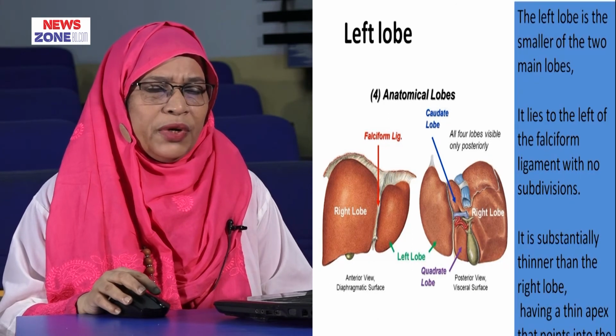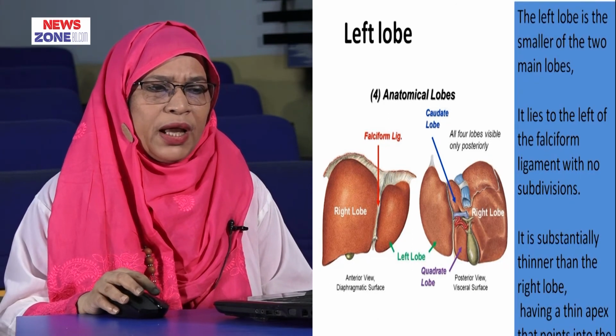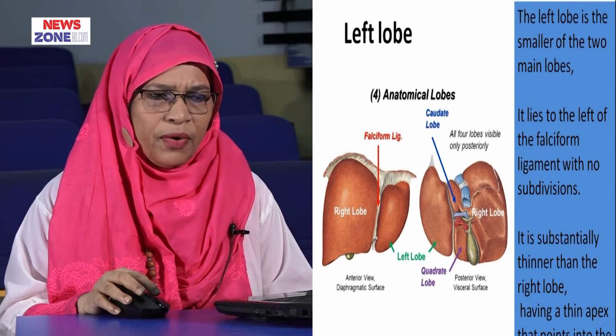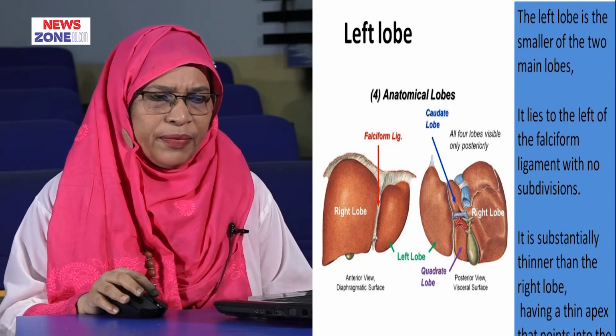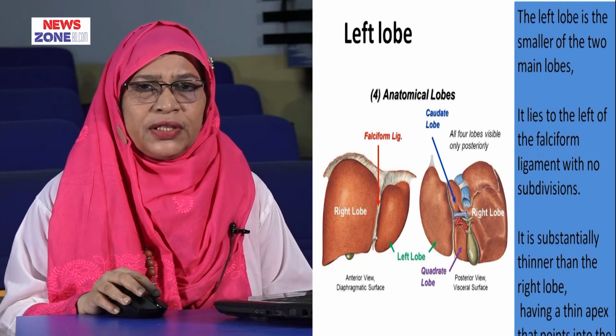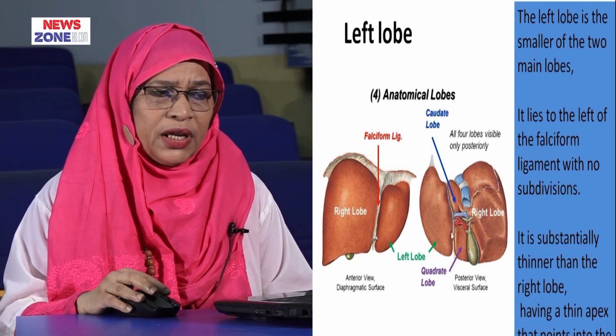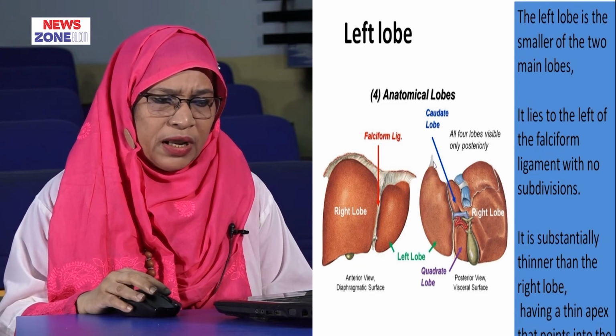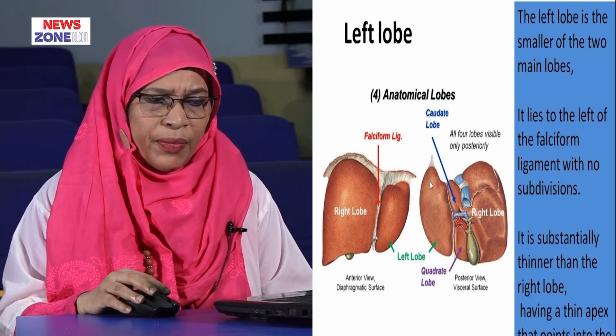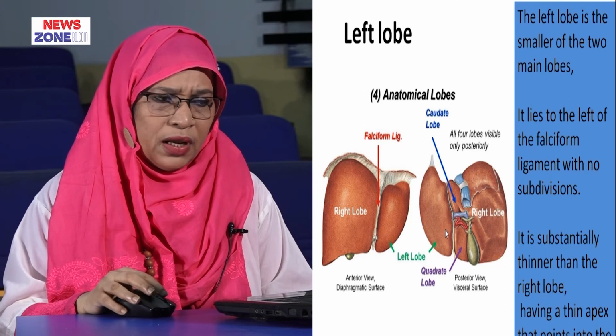Now the left lobe is of lesser volume and it lies on the left of the falciform ligament. It is not subdivided and it is substantially thinner than the right lobe, having a thin apex that points to the left upper quadrant of the abdomen.